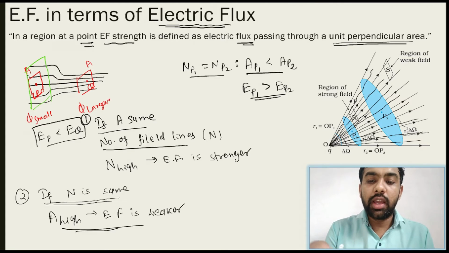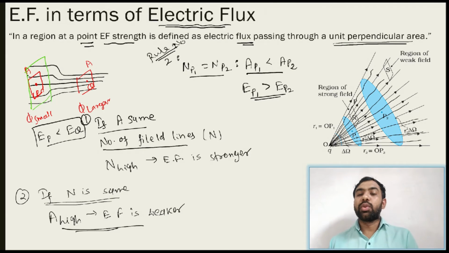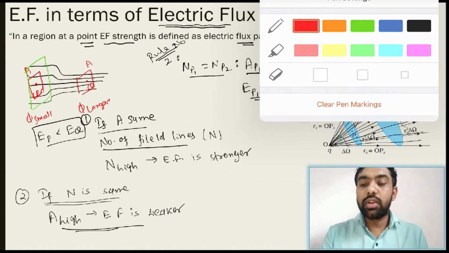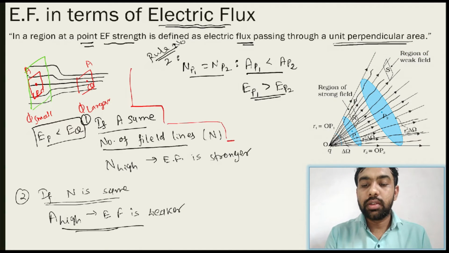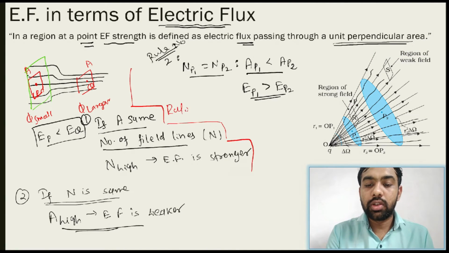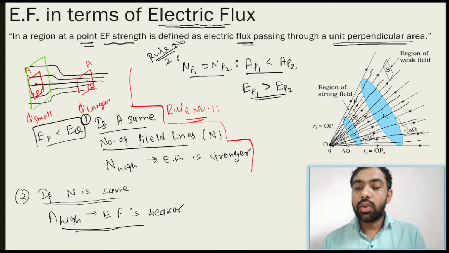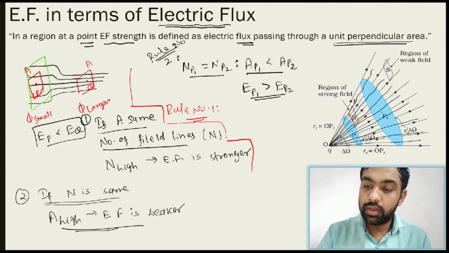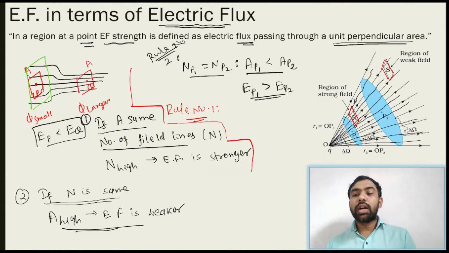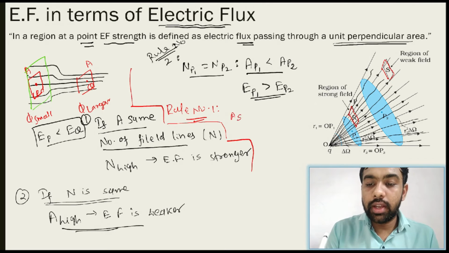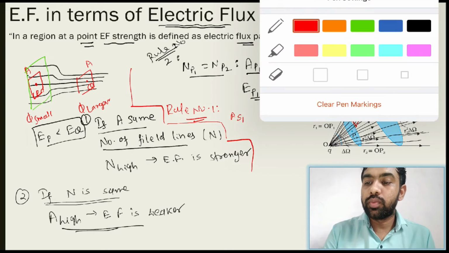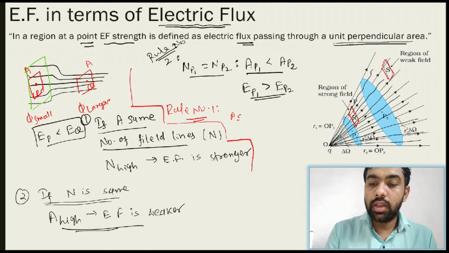Here we use rule number 2. Even you can also apply rule number 1. See, rule number 1, you consider this area at R and the area at S, both are same. So area at S is equal to area at R, means A is same.